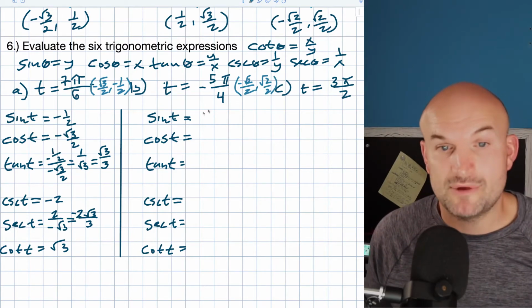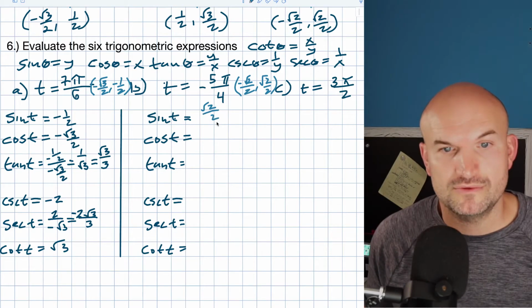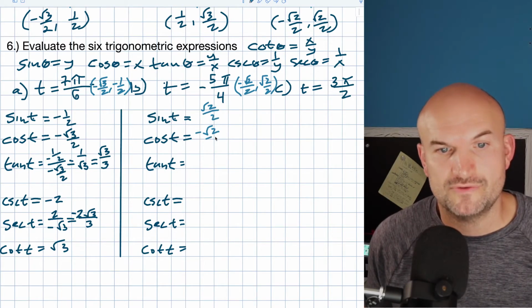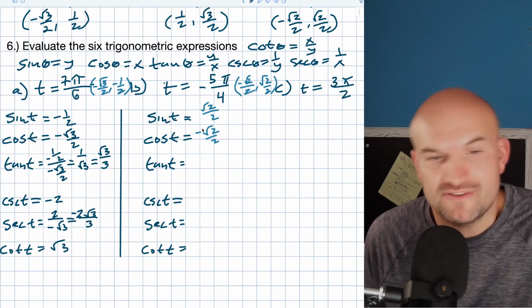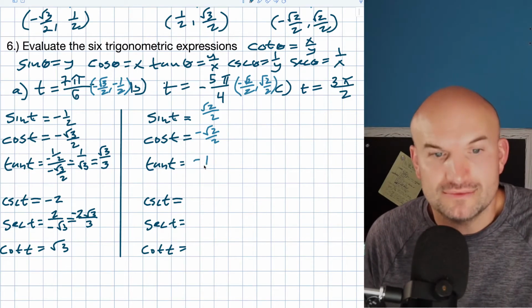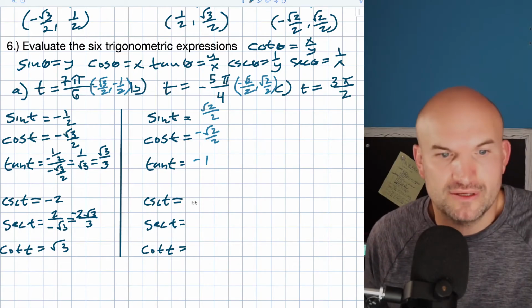Okay, so the sine represents the y coordinate, square root of 2 over 2. Cosine, x coordinate, negative square root of 2 over 2. Tangent, which is y over x. Well, guys, these are the exact same thing, right? So anything divided by itself is just going to equal 1. In this case, one of them is negative, so it's negative 1.